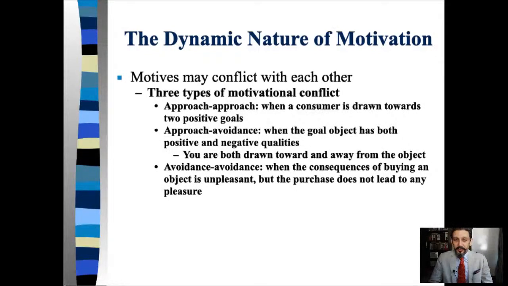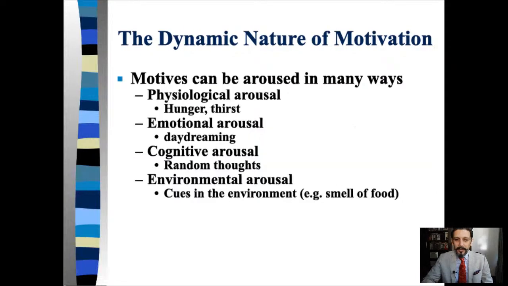Avoidance is the third type of conflict that may happen with motives, when the consequences of buying an object are unpleasant, but the purchase does not lead to any pleasure. And then it might be necessary. Car insurance, for example. You don't want to buy car insurance, but it's the law, you have to buy it, and the whole process of purchasing car insurance may not be a pleasant one. So there's an avoidance approach that might come into this.